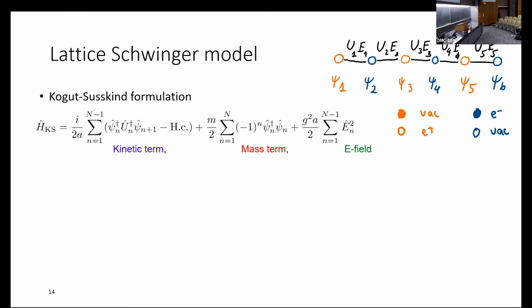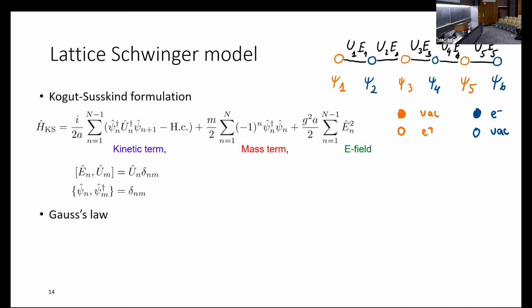The first one is the kinetic term, which describes the interaction between the bosons and the fermions, like hopping. The second term describes the energy of the fermions, and the third term describes the energy of the bosons. So they need to obey their respective commutation relations.